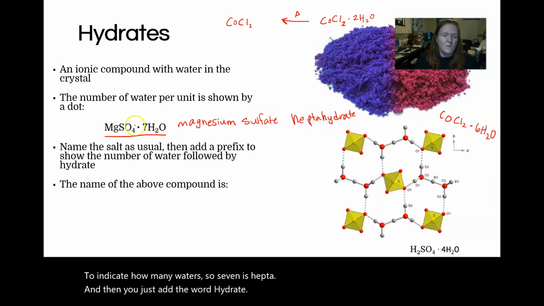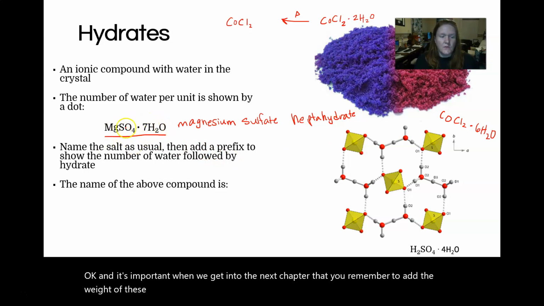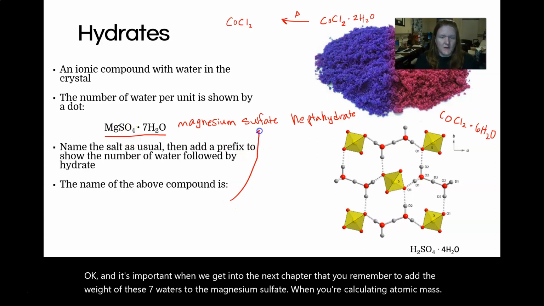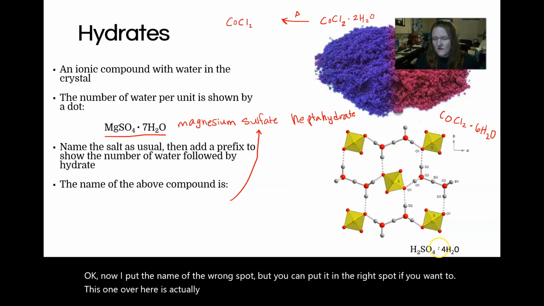Okay. And it's important when we get into the next chapter that you remember to add the weight of these 7 waters to the magnesium sulfate when you're calculating atomic mass. Okay. Oh, I put the name in the wrong spot, but you can put it in the right spot if you want to. This one over here is actually H2SO4 hydrated by 4 waters each.